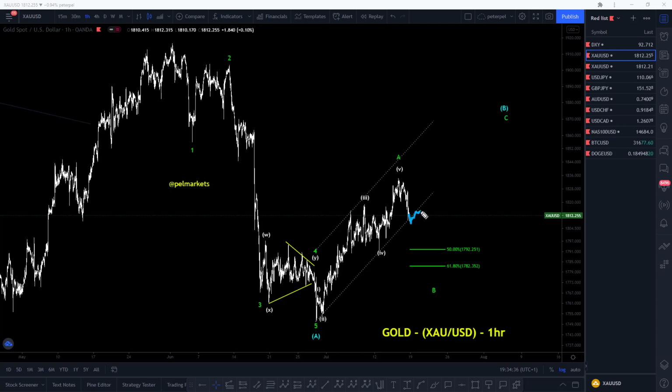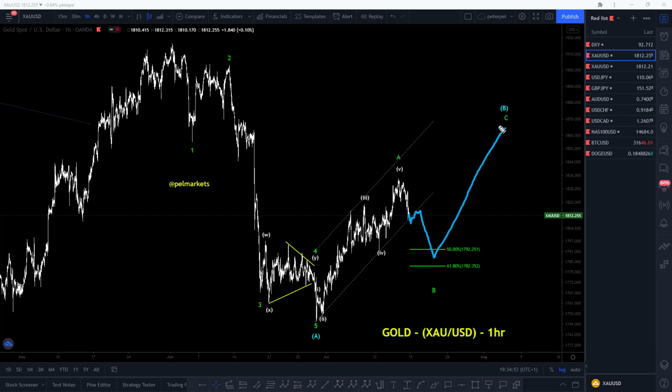The other scenario I'm also looking at, you see, I posted this particular count of this side being a triangle. If you remember, in the course of the week, I really posted this count.